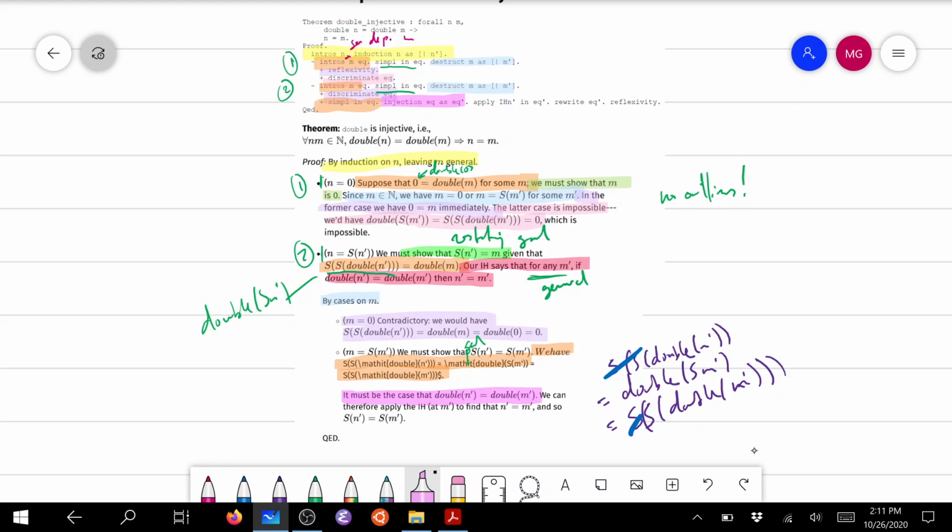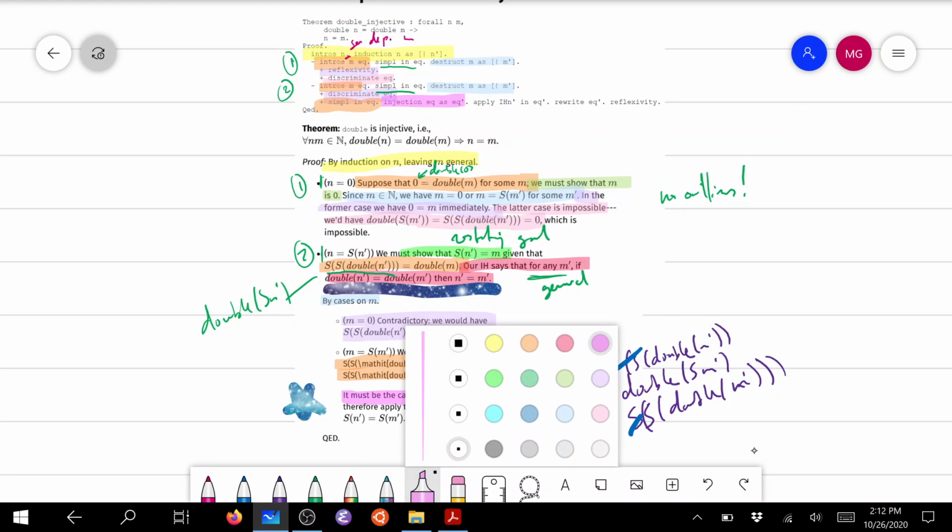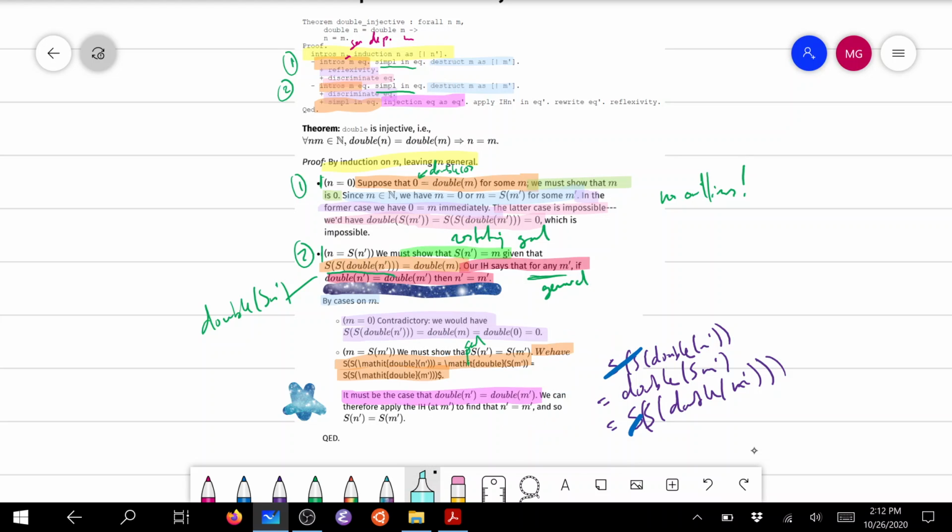Okay, then I assert, well, look, at that rate, we ought to be able to apply our IH, right? Double n prime equals double m prime, then n prime equals m prime. We can apply that here. Wow, stars from stars, incredible. Right, so all of that corresponds to that. So again, we see some complicated reasoning in Coq narrows down to some fairly simple reasoning in English.